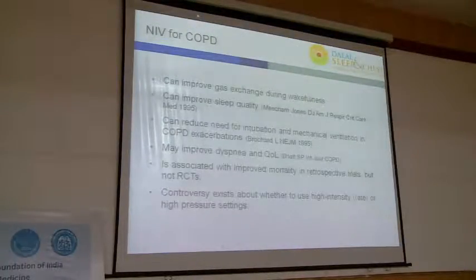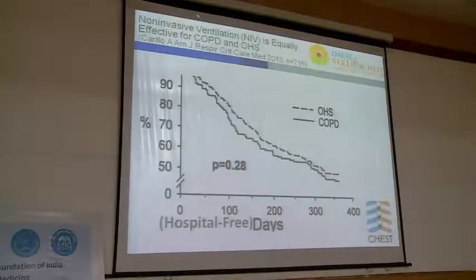I will not go into the depth of this, but NIV has a role in improving COPD. It improves gas exchange. It improves sleep quality. It reduces the need for mechanical ventilation in case of an exacerbation. It improves dyspnea and quality of life. It is also associated with improved mortality in various prospective trials, and there is still a controversy about the use of the high intensity and high pressure settings which we were discussing yesterday, Raja. There's still a controversy about the use of the same.